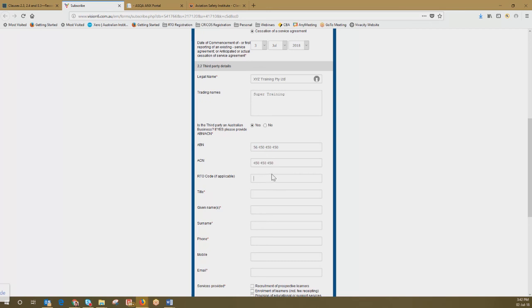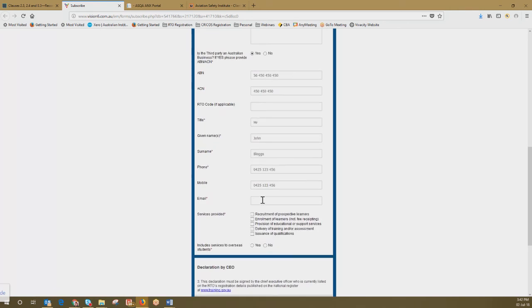If the third party was another RTO, you would put their RTO code in this section here. But if they're not an RTO, you wouldn't put anything there. And who is the contact person? You'd put all the details of the contact person, what their number might be. You'll put that in here. If you've got just a mobile, you could put both their numbers in here.